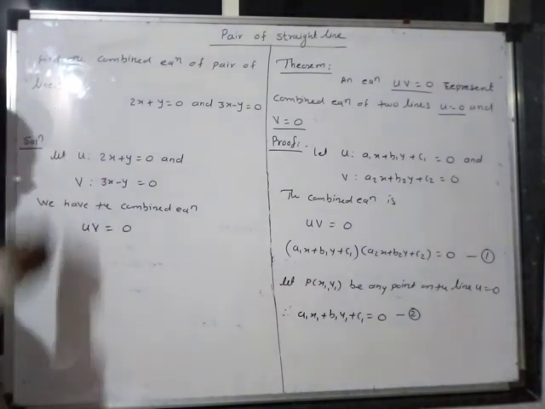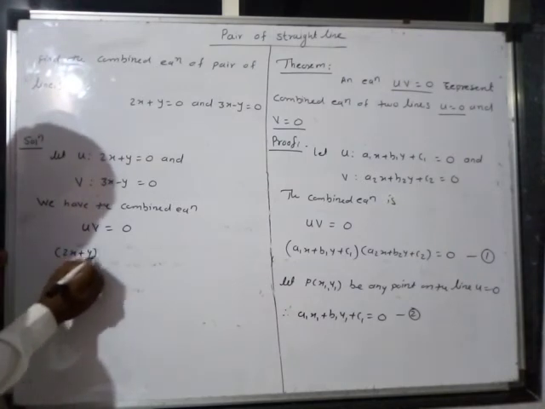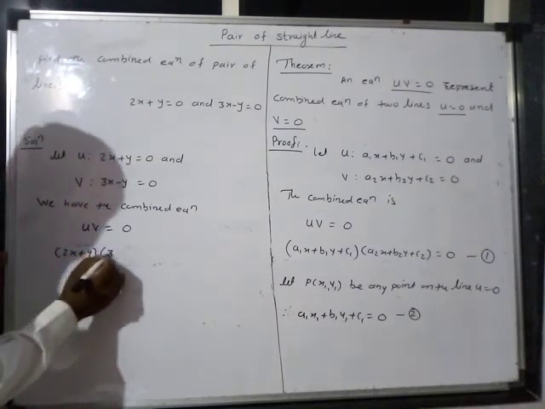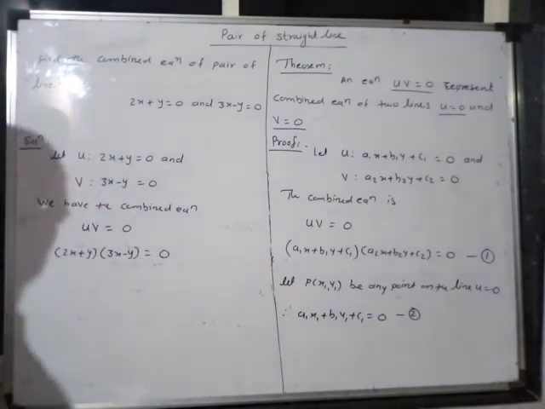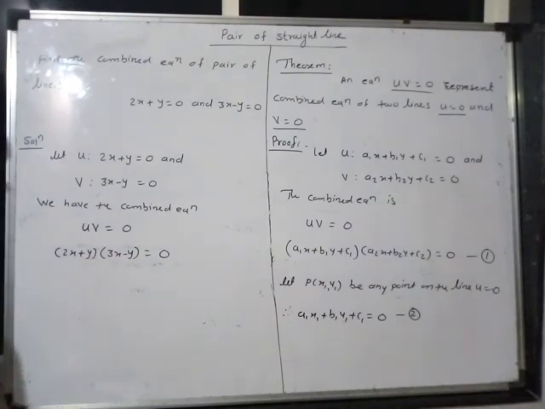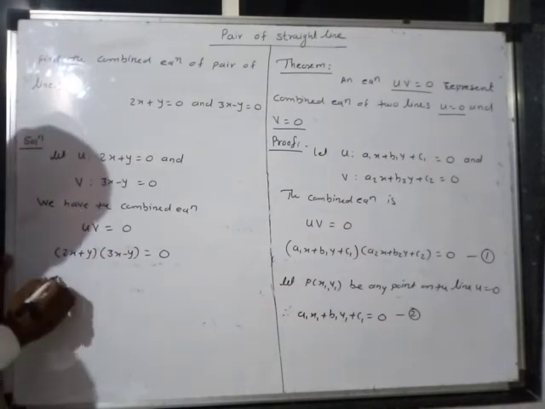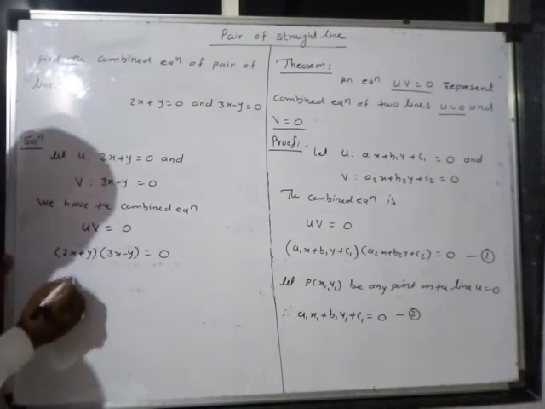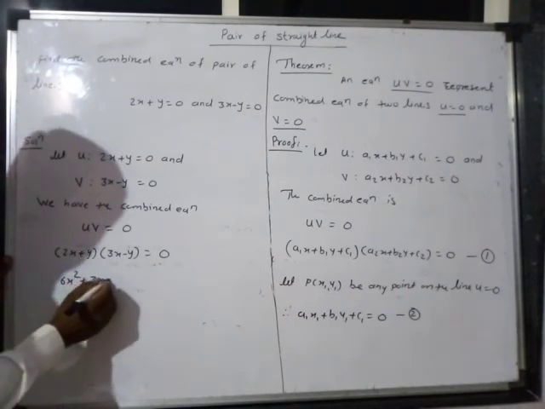Okay, put the value of u, that is (2x plus y) into (3x minus y), and this is equal to 0. So take the multiplication of these two brackets. या दोन कंसाचा गुणाकार घ्या. 3 2 ला मल्टिप्लाय केला, that is 6x square. 3 into y is 3xy.